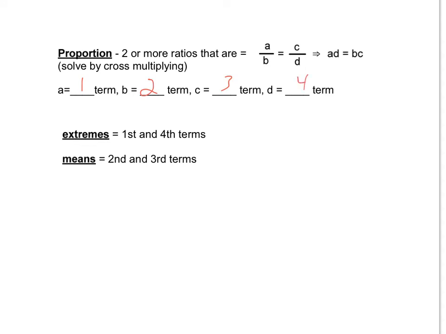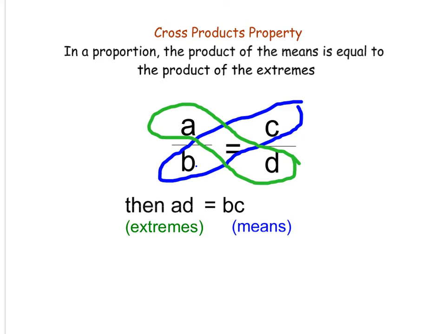When we talk about proportions, the first and the fourth terms are called the extremes, and the second and third terms are called the means. And again, we just went through this. You guys know that in a proportion, if things are proportional, we can always cross multiply. In other words, the product of the extremes, A times D, is always equal to the product of the means, B times C.